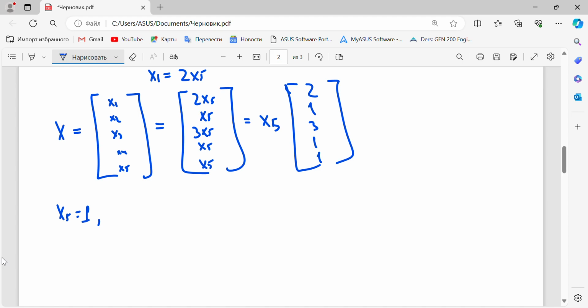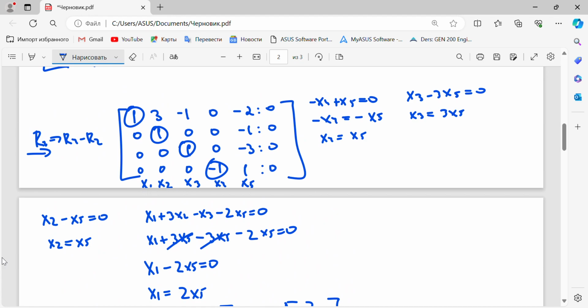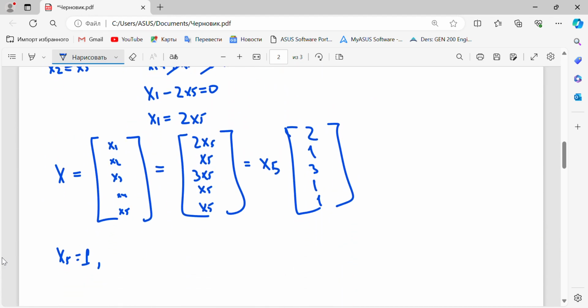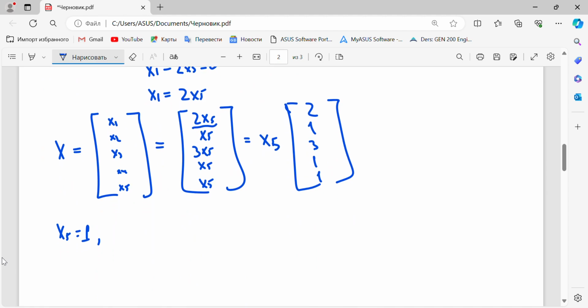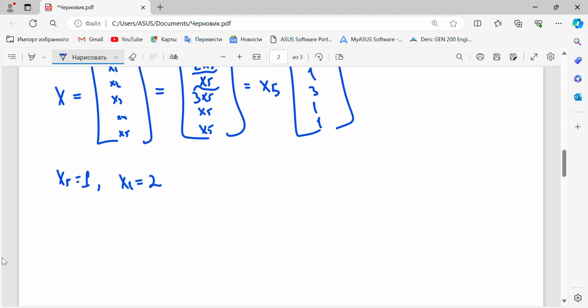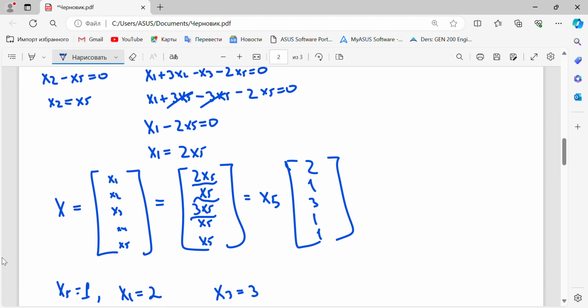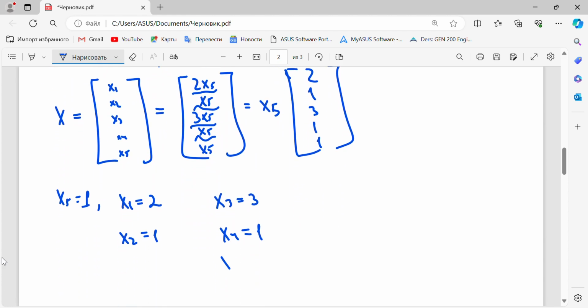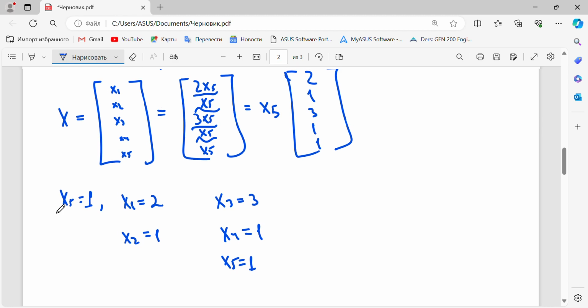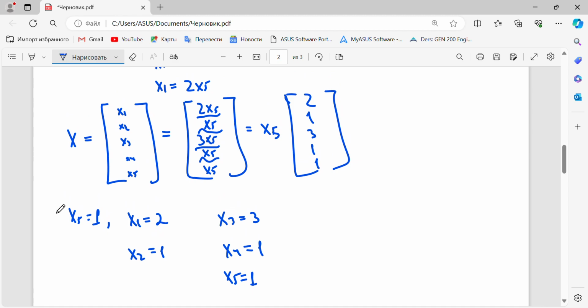So what do we get? We can just put 1 instead of x5. For example, 2 times 1 is just 2, so x1 is 2. What about this one? x2 is 1. For x3, 3 times 1 is 3. x4 is just 1 as well. And x5 is just 1. Let's go to our chemical equation. 2, 1, 3, 1, 1.